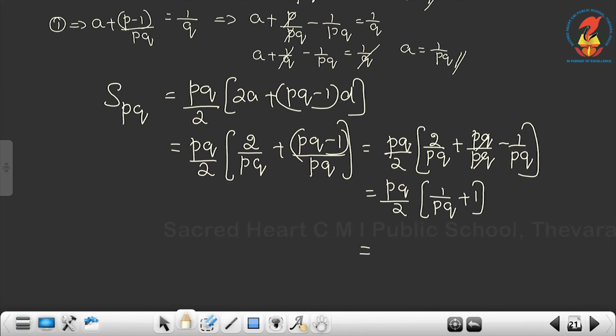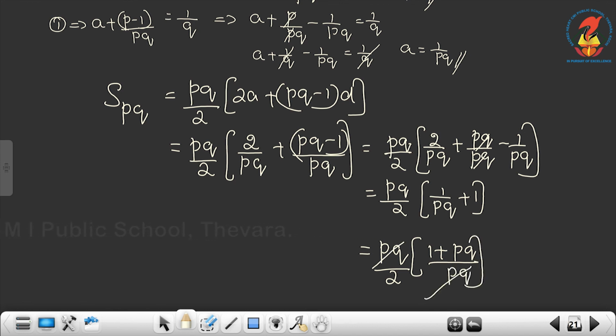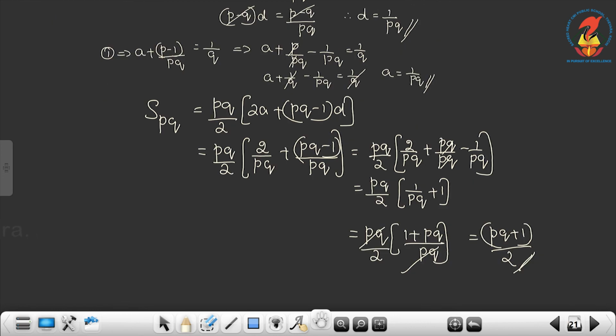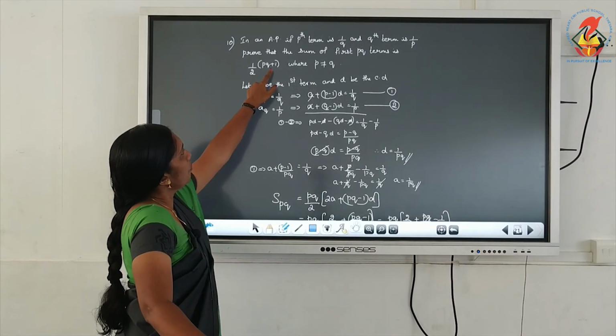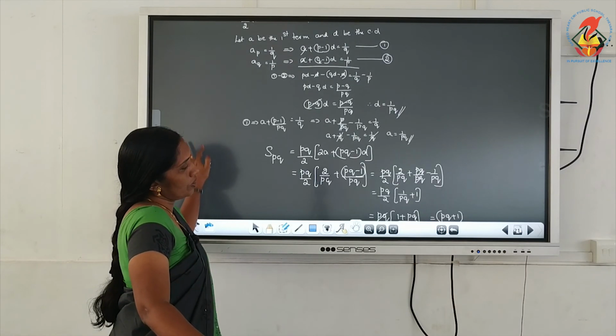So PQ by 2 into cross multiply 1 plus PQ by PQ. PQ and PQ cancel. So the answer is PQ plus 1 by 2, or 1 plus PQ by 2. Is it the answer? Look at the question. PQ plus 1 by 2.